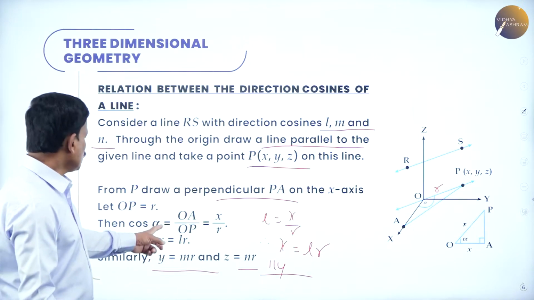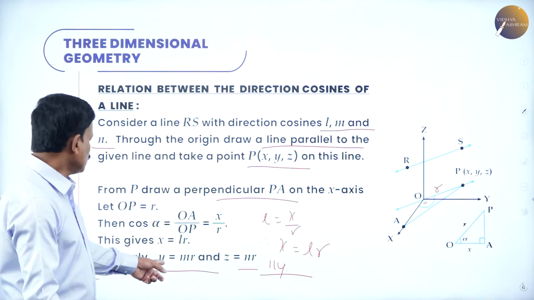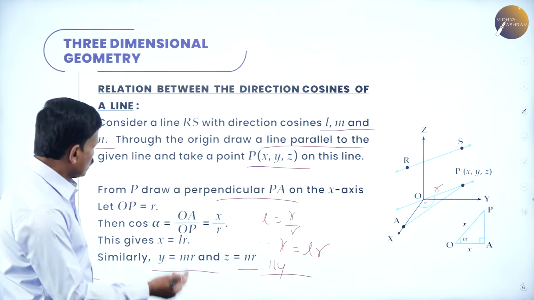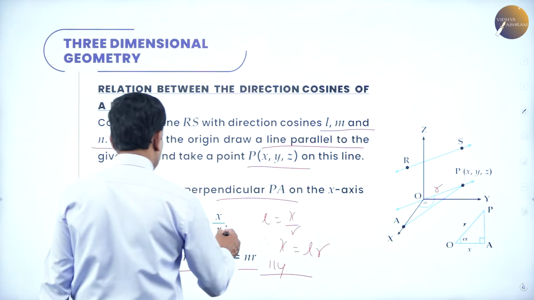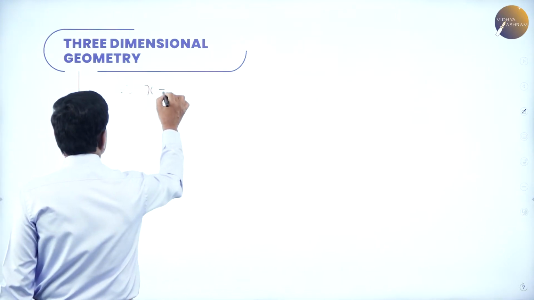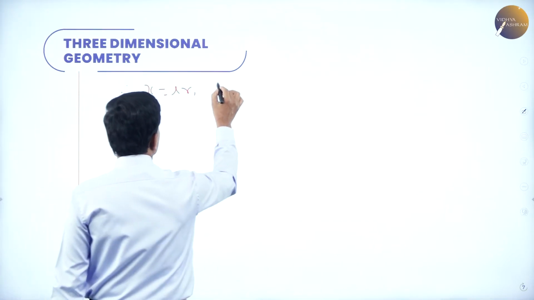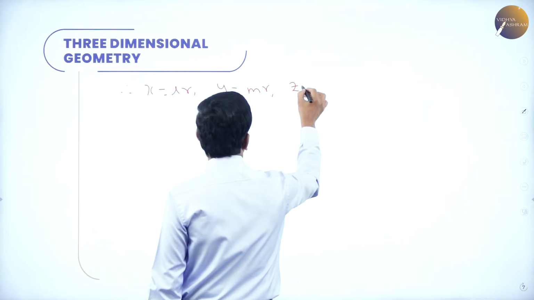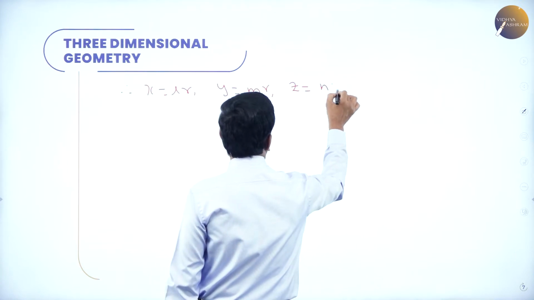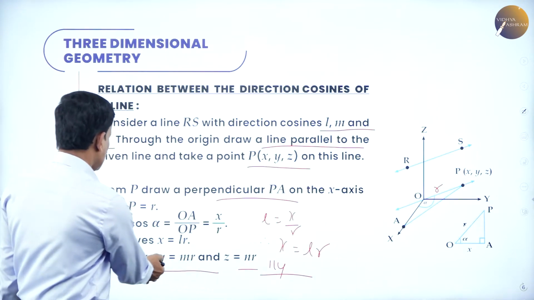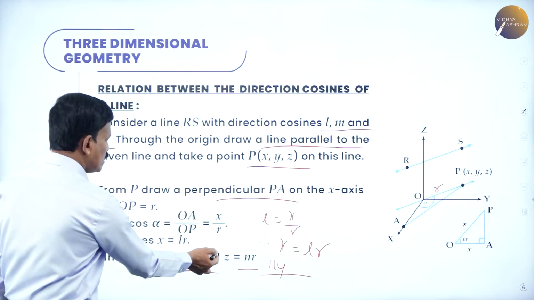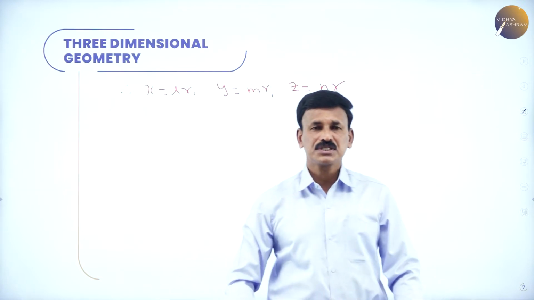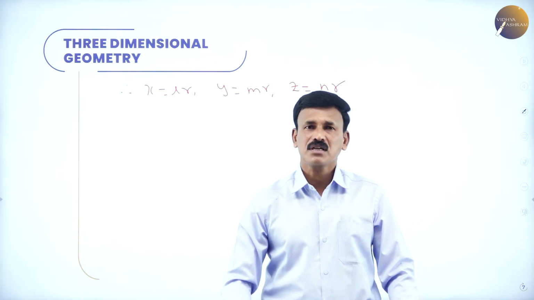Okay. Now similarly, x is equal to lr, y is equal to mr, z is equal to nr. Therefore, this can also be written as x, y, z is equal to l, m, n into r. From this we are going to get the relation between the direction cosines of a line.